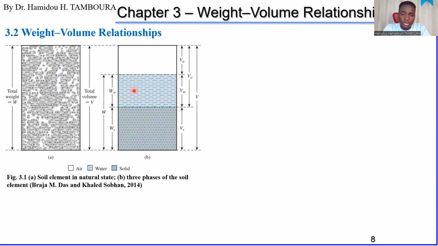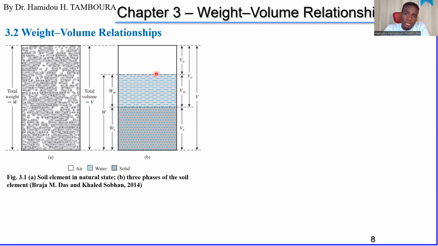The liquid phase of the soil is water, and VW is the volume of the water. Here, for the air, we have VA, meaning volume of air. But for the air, we didn't put anything here for the weight. We will explain that very soon.